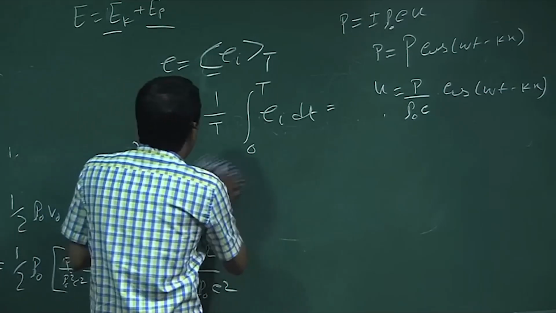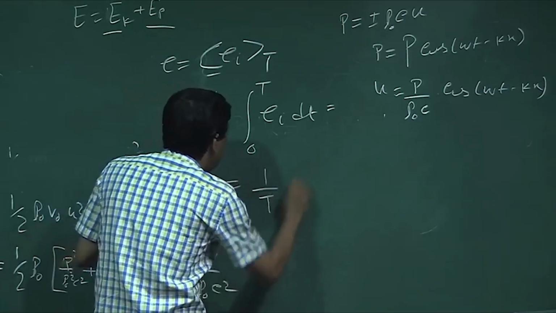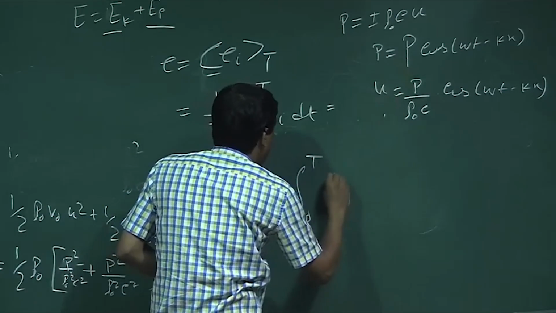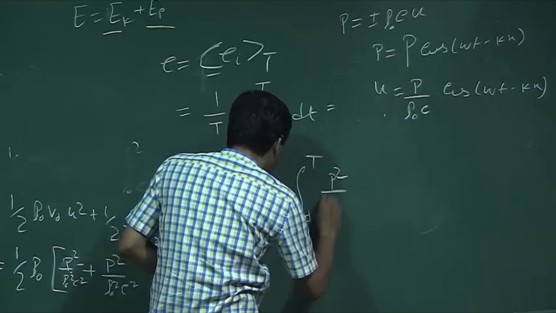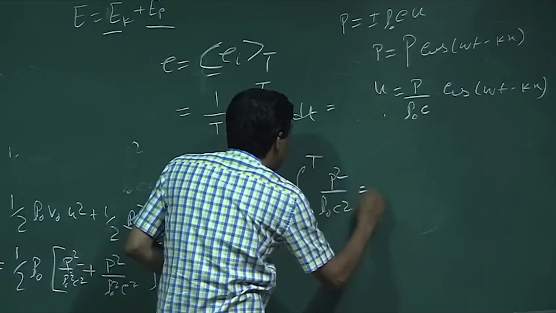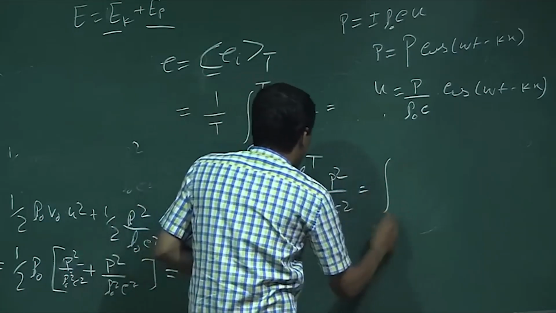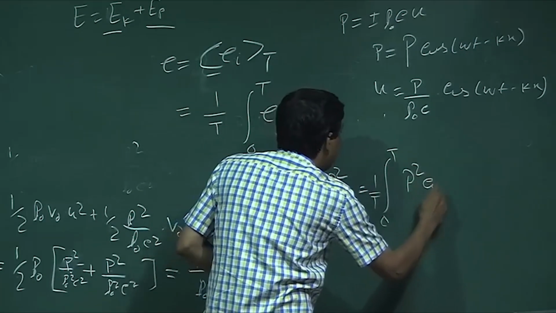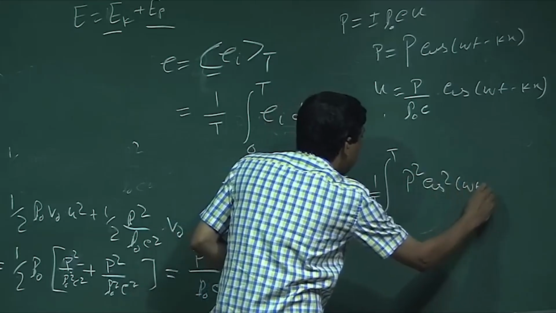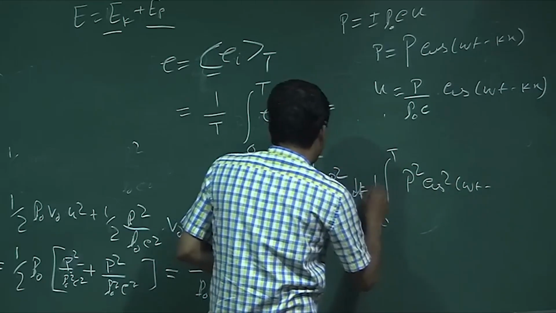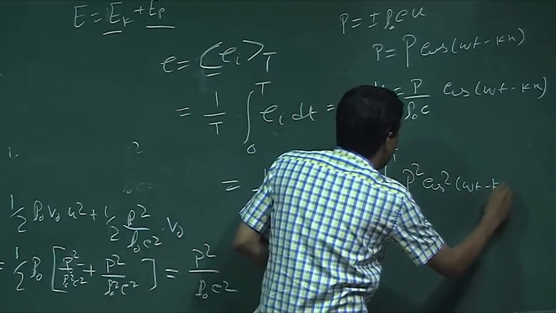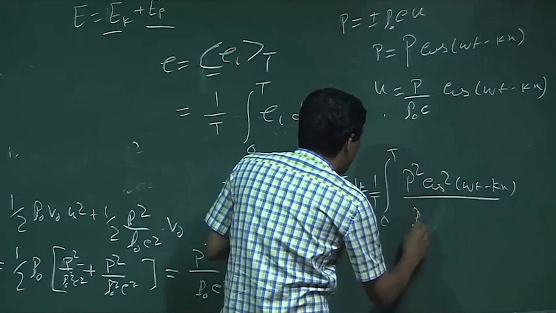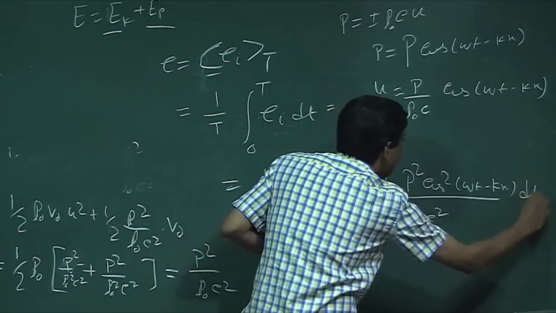So, I put the value in here. The 1 by T, 0 to T, P square. P square means P square by rho 0 C square, which is nothing but 1 by T, 0 to T, pressure amplitude square cos square (omega t minus kx) divided by rho 0 C square dt.